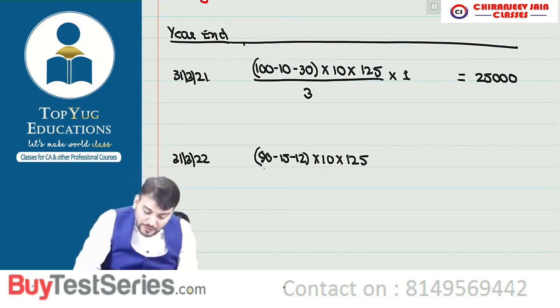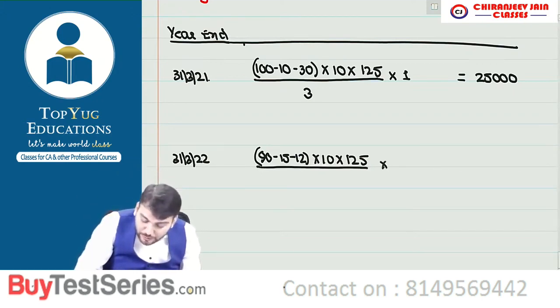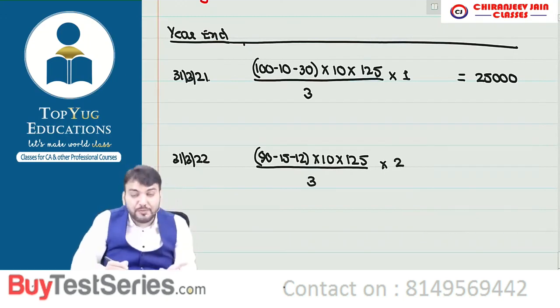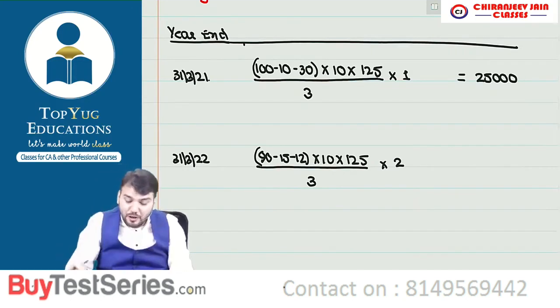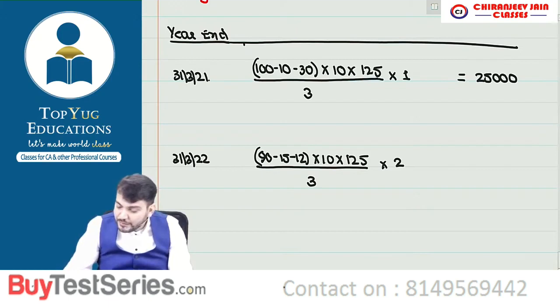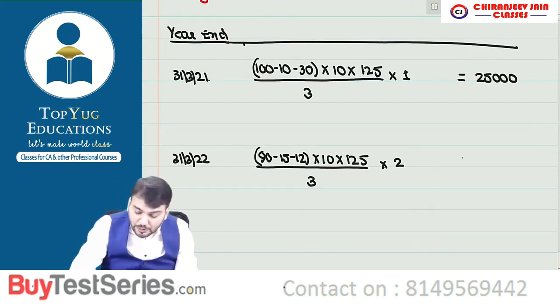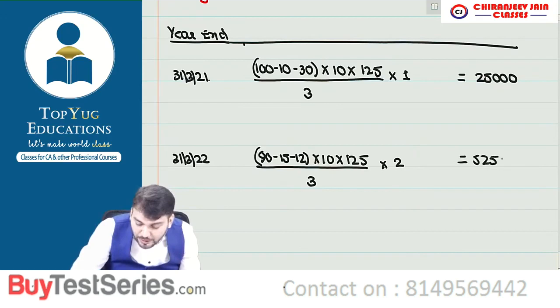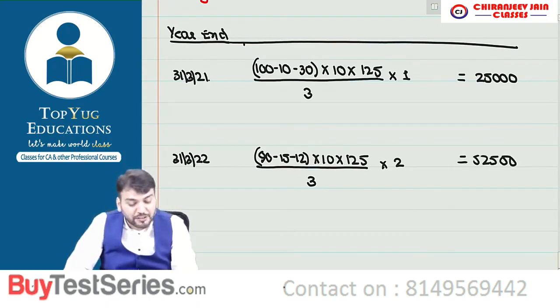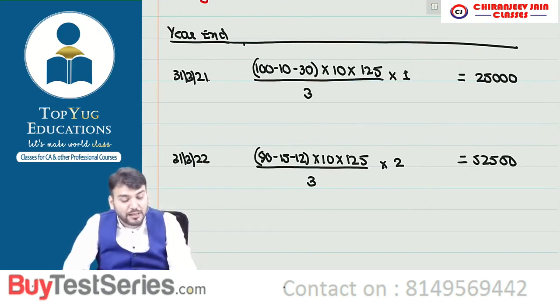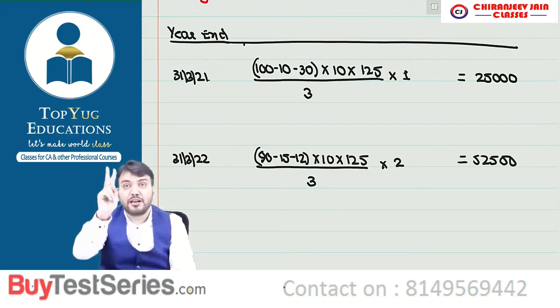So we'll do what? We'll first calculate the cumulative expense of 2 years. We will do 2 by 3. So how much is it coming? We'll check. 90 minus 15 minus 12, into 10 into 125 into 2 divided by 3. 2 divided by 3 is equal to what? 52,500. Correct? Understood? This is the total expense to be recognized during how many years? 2 years.